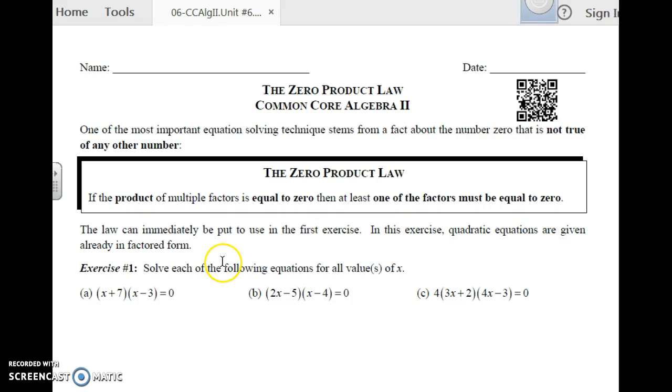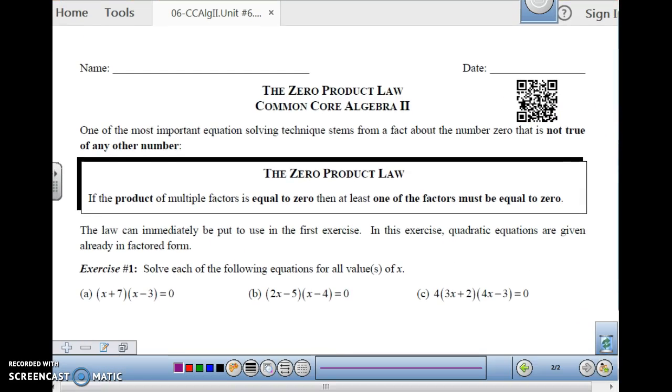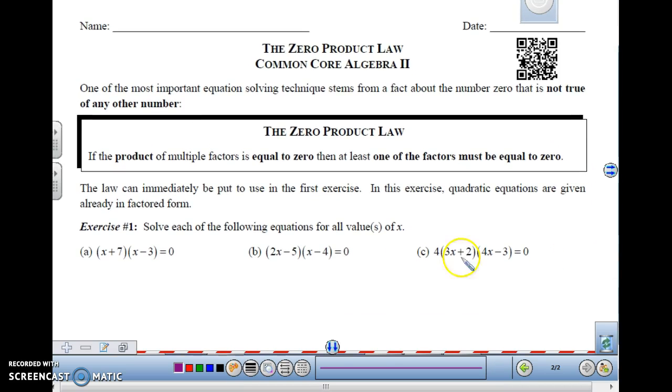This is Algebra 2, Unit 6, Lesson 6 on the zero product law. The zero product law is something we've actually used since Algebra 1 to solve quadratic equations. Basically what the zero product law says is, if the product of multiple factors is equal to 0, then at least one of the factors must be equal to 0.